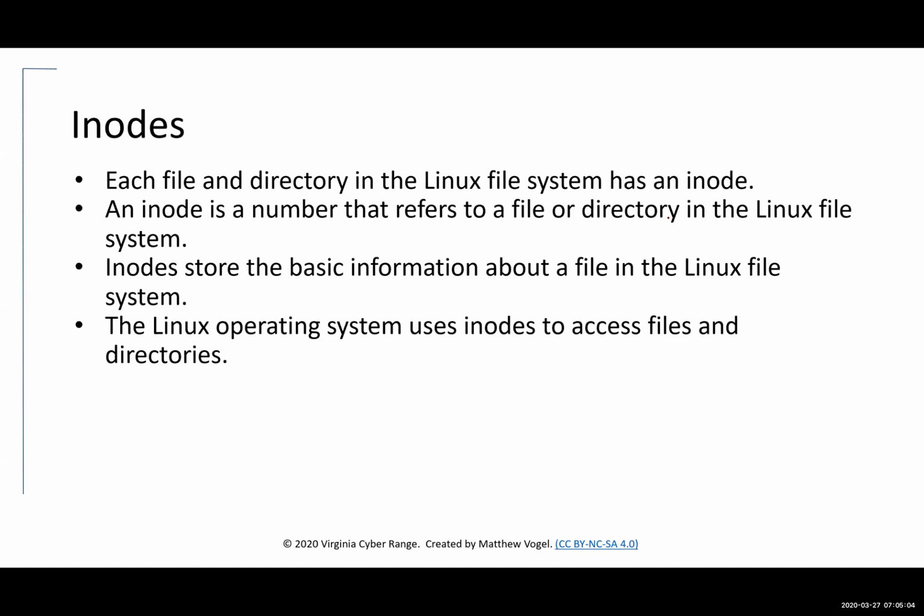Each file and directory in the Linux file system has an inode. An inode has a number that refers to a file or directory in the file system. The inode is a data structure in the operating system that stores some basic information about a file, and we'll look at what that is in a minute. The Linux operating system uses inodes to access files and directories.